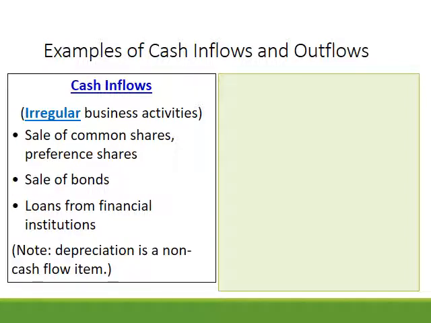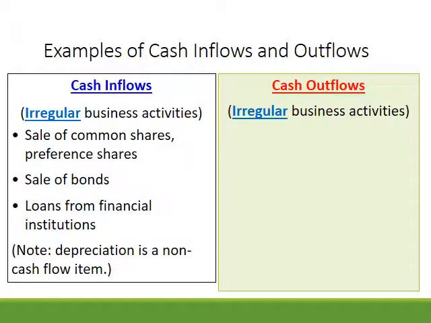Now, depreciation is a non-cash flow item. Take note, depreciation just reduces the value of, let's say, a car. So you do not pay out any cash for depreciation. Let's say your car is worth 100,000, and this year the depreciation is 10,000. Do you pay 10,000 out? No, you don't pay any cash out. It's a non-cash item.